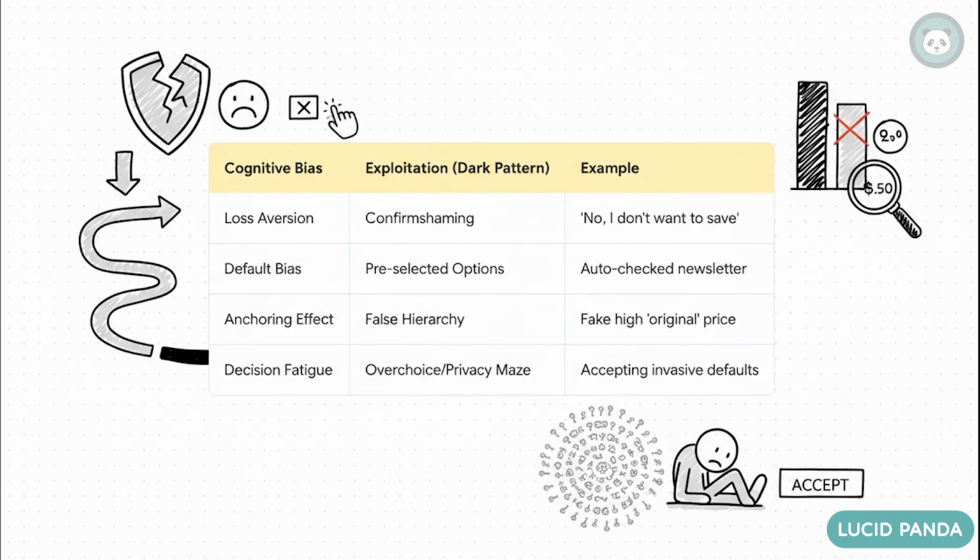These patterns are so effective because they exploit predictable shortcuts in our own thinking, what are known as cognitive biases. For instance, there's loss aversion, our tendency to feel the pain of a loss way more than the pleasure of a gain. That gets leveraged with confirm shaming, buttons that say things like, "No thanks, I don't want to save money." Then there's our default bias, which means we tend to just stick with pre-selected options. So of course, companies make their preferred choice the default. The anchoring effect uses a fake high price to make a sale look much better. And decision fatigue just overwhelms us with so many choices that we give up and accept whatever invasive defaults are there.